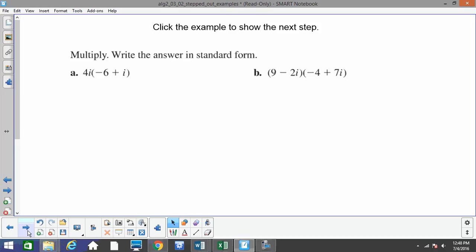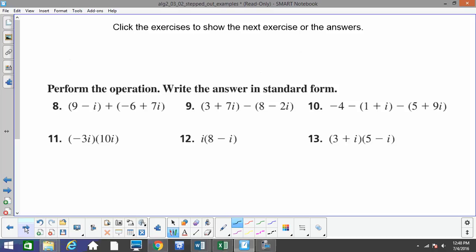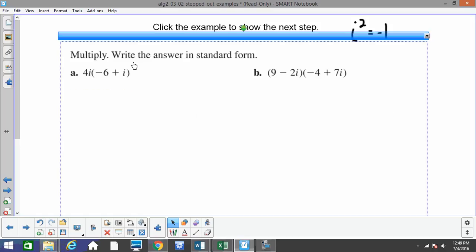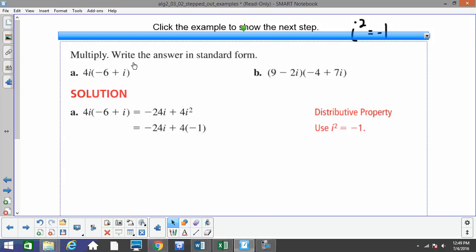All right, multiplication. This is where it gets a little bit more exciting. I will give you a hint right now. Remember at the beginning of the notes, I told you i squared is the same thing as negative 1. That's going to come back into play. So you're just going to distribute first. You're going to get negative 24i plus 4i squared. Well, i squared is negative 1. Plug that in. And you always want your real part to come before your imaginary.